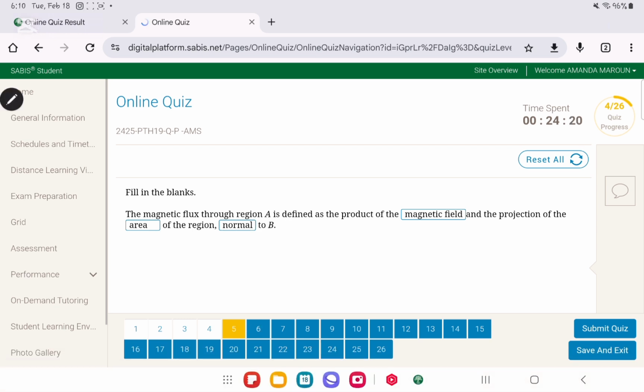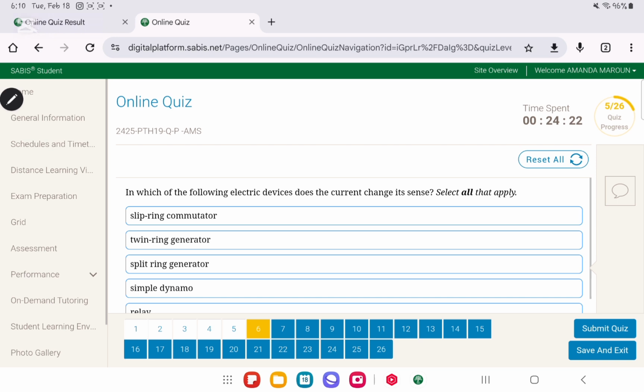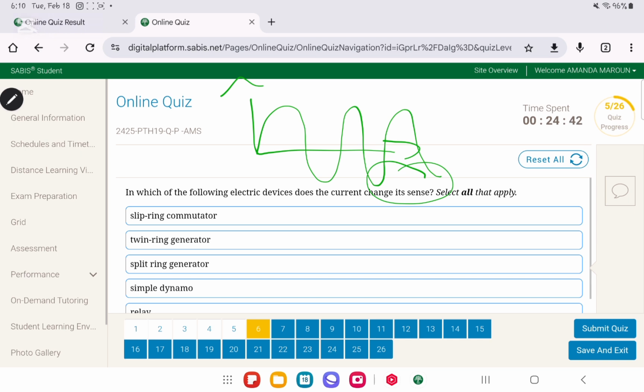Okay, so now we move on to question number 6. In which of the following electric devices does the current change its sense? To change its sense means that it can be positive, then negative, then positive, then negative, like this. This is what the graph is supposed to look like. And by looking at the graph, you can see that it looks like the AC current graph, or the alternating current graph. So definitely, when making an alternating current, we need some specific tools.